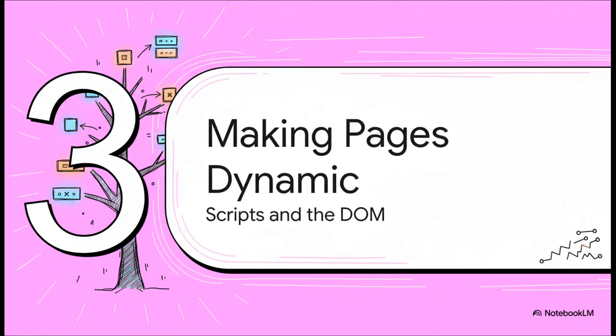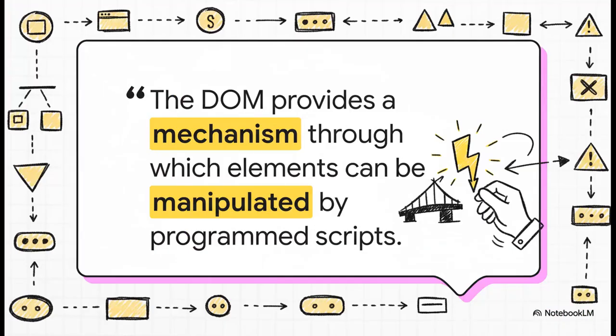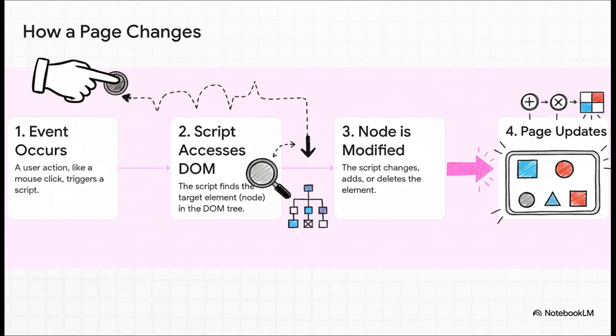Okay, so now that we get the structure, this tree, let's look at how it allows pages to become so dynamic and interactive. This quote really hits the nail on the head. Because every element is its own distinct object in the tree, programming languages like JavaScript can find them and change them. The DOM is basically the bridge that lets a script reach into the page's structure and alter any part of it. The whole process is actually wonderfully simple. So first, an event happens. Let's say you click a button.